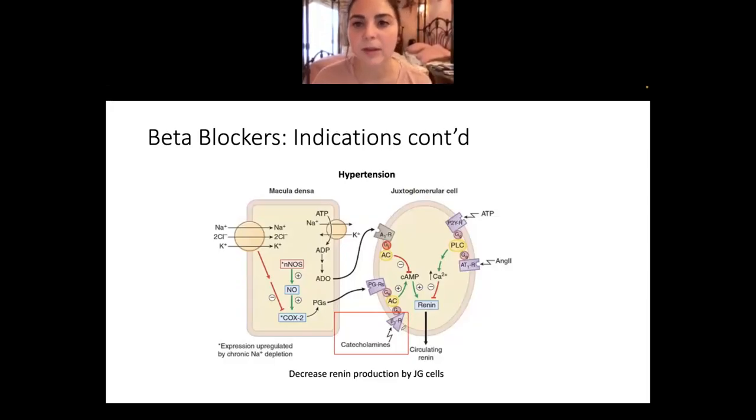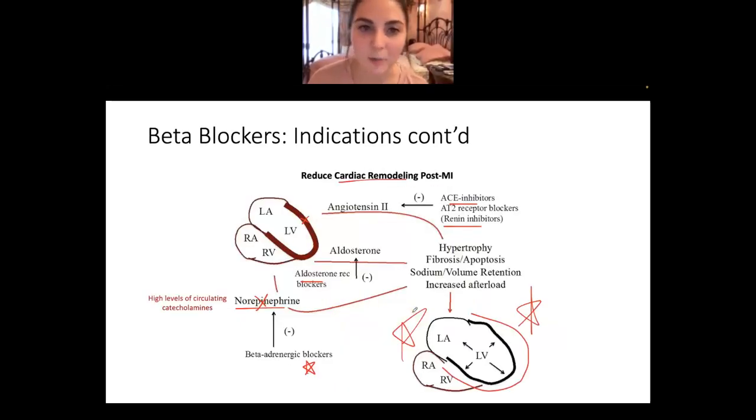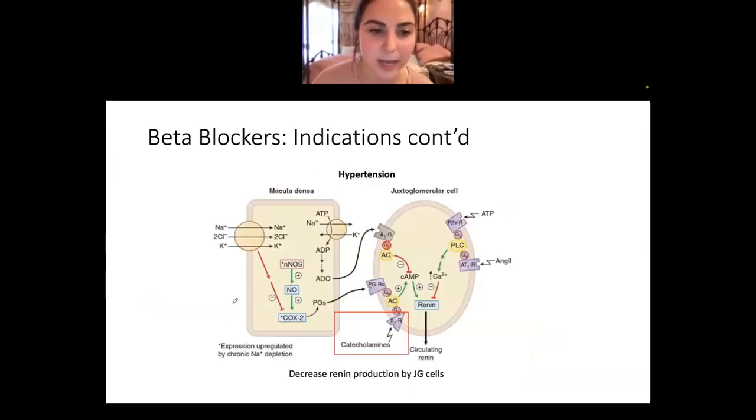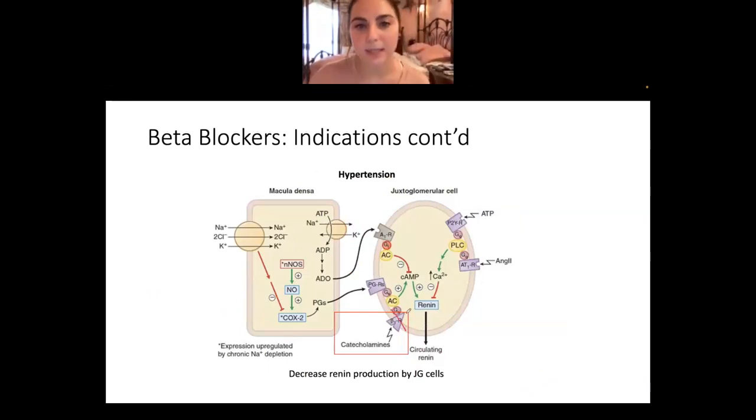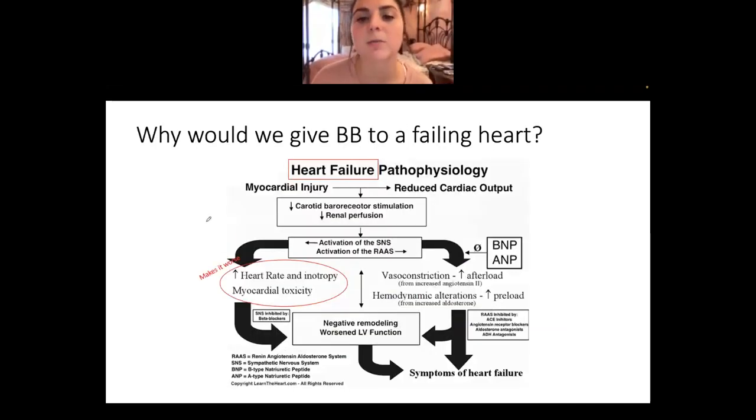Okay. And then not only for the heart, they also block the beta-1 receptors in the juxtaglomerular apparatus, and those are the ones that are sensing, remember these circulating catecholamines going around, so this norepinephrine is going to go to the kidney and say, hey, I need more renin released. So then it goes through the RAS system over and over again, and it just makes it all worse. So you can also block these beta-1 receptors in the juxtaglomerular apparatus, which is going to decrease the amount of renin that gets released.